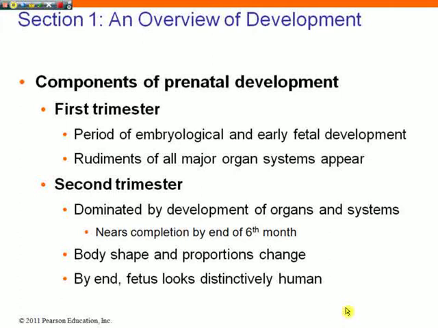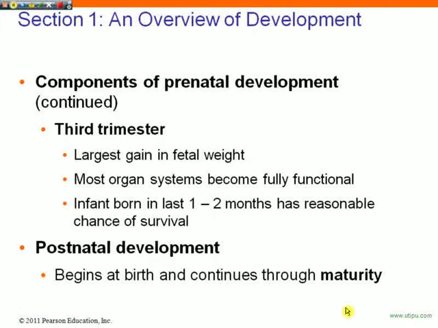The rudiments, or the basic groundwork for all major organ systems, appear in the first trimester. In the second trimester, that's when those organs and organ systems develop further. They're nearing completion by the end of the 6th month. Body shape and proportions change, and by the end of the second trimester, the fetus looks distinctively human.